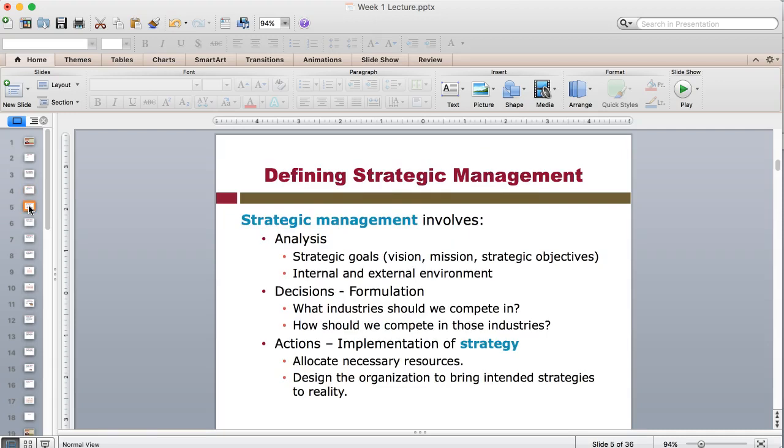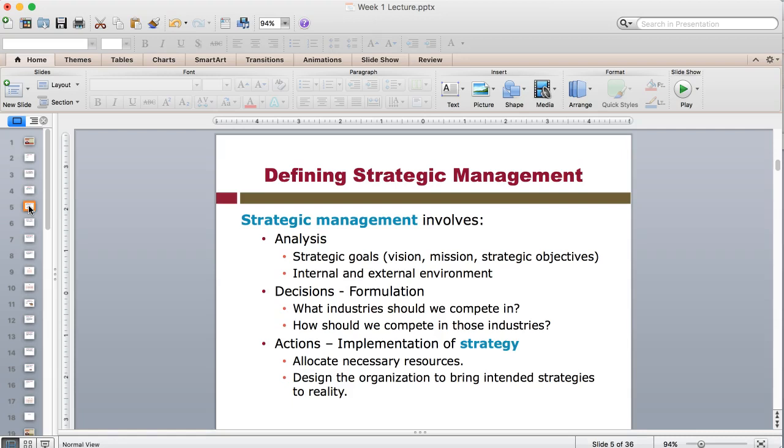The actual process of doing strategic management, and the goal of this class is to hopefully give you some tools to actually do strategic management and strategic planning, really starts with three basic foundational pieces. The first piece is the analysis piece. This is the hard part, so to speak. This is where you build your foundation of information, focusing a lot of time on the internal and external environments.